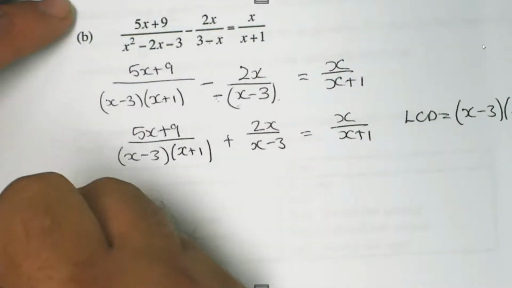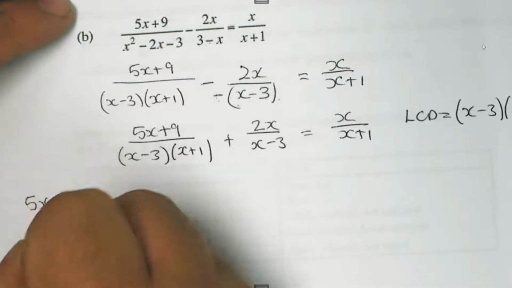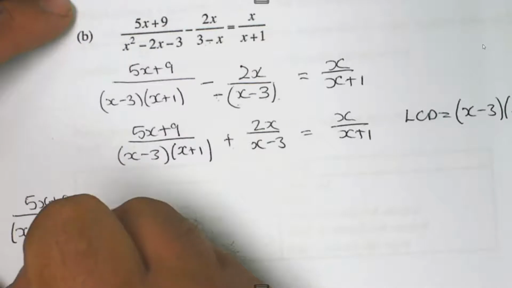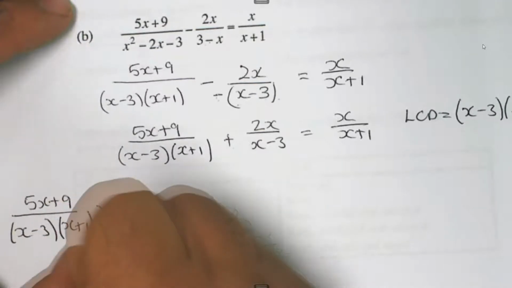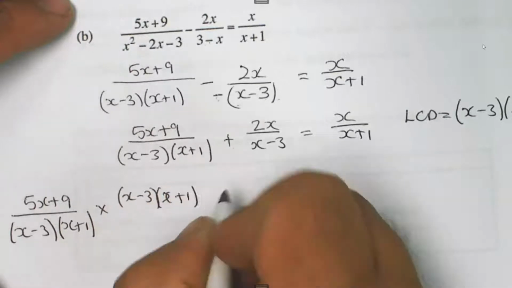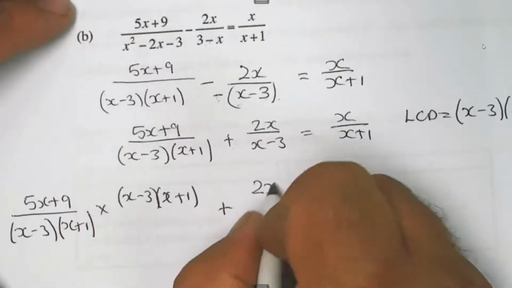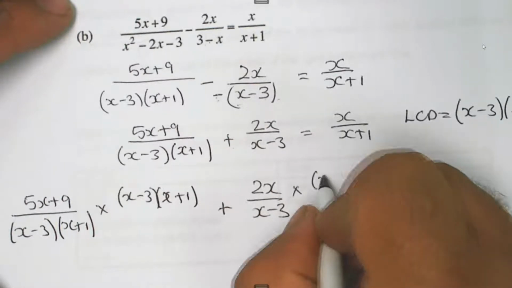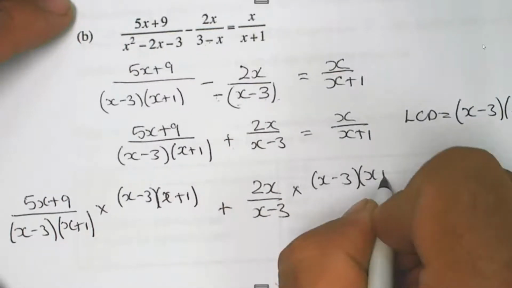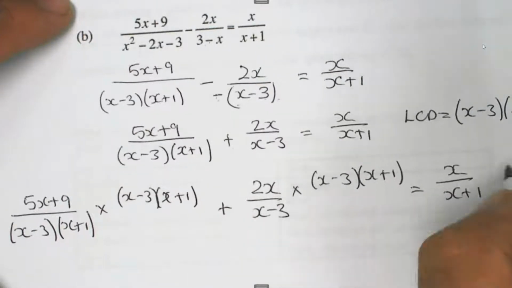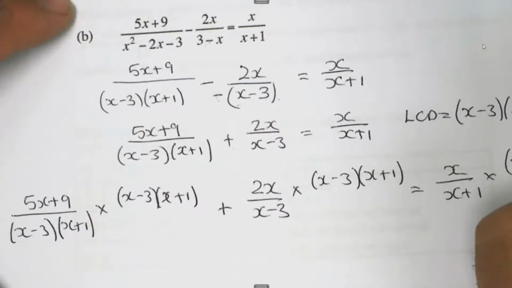So it becomes 5x plus 9 over bracket x minus 3 multiplied by x plus 1 times by x minus 3 multiplied by x plus 1, plus 2x over x minus 3 multiplied by the LCD, which is x minus 3 multiplied by x plus 1, which is equal to x over x plus 1 multiplied by the LCD, which is x minus 3 multiplied by x plus 1.